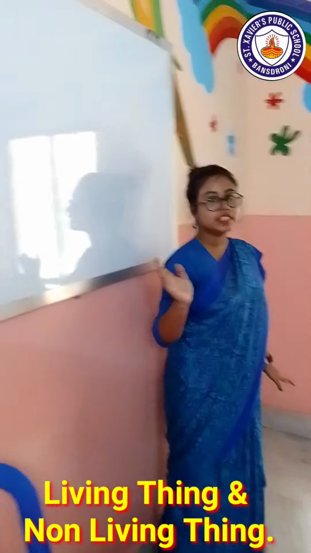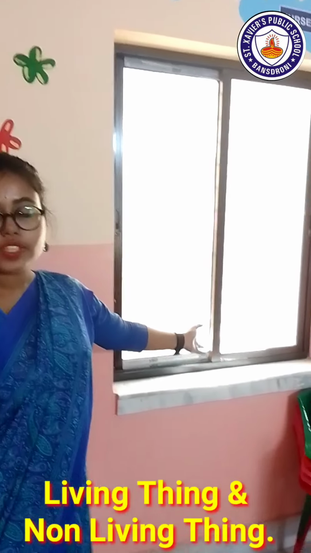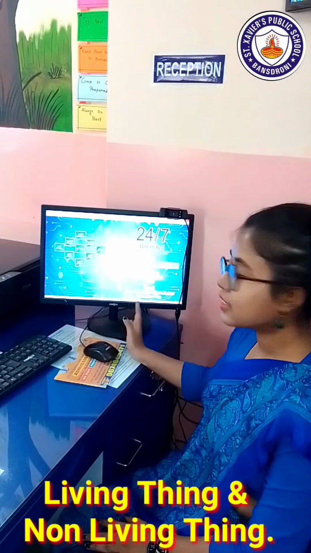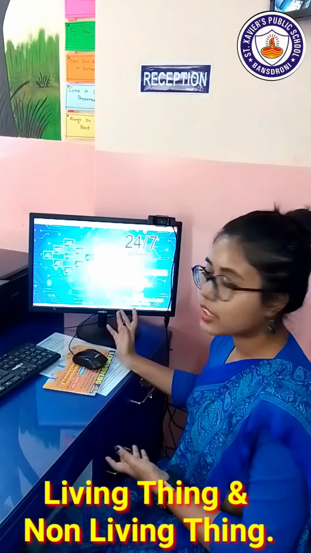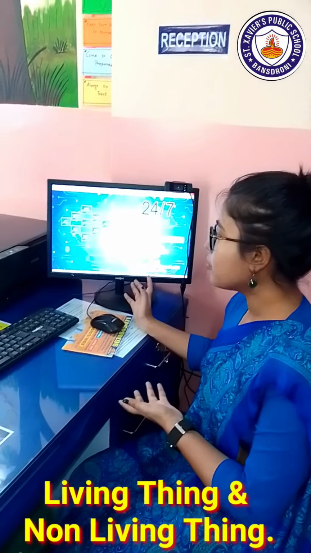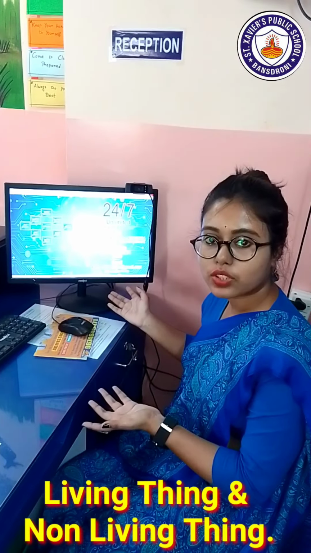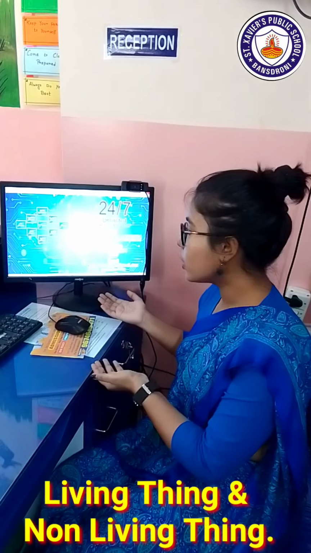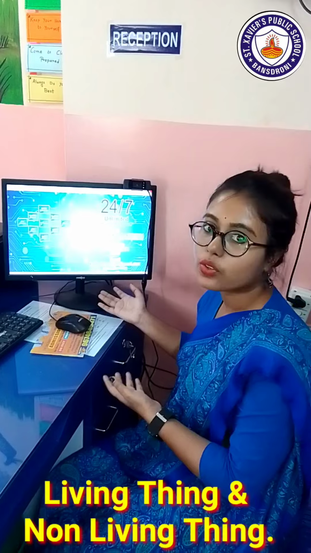Children, we will see some other examples. Like this is a window. Windows, doors, these are also examples of non-living things. We can see that this is a very essential part of our day-to-day life, right? This is a computer. Most of our work we do here, and it is a very important part of our life, but it does not have life to it. It cannot work on its own. If we human beings work on it, then it only becomes useful. So that is how a computer is also a non-living thing.